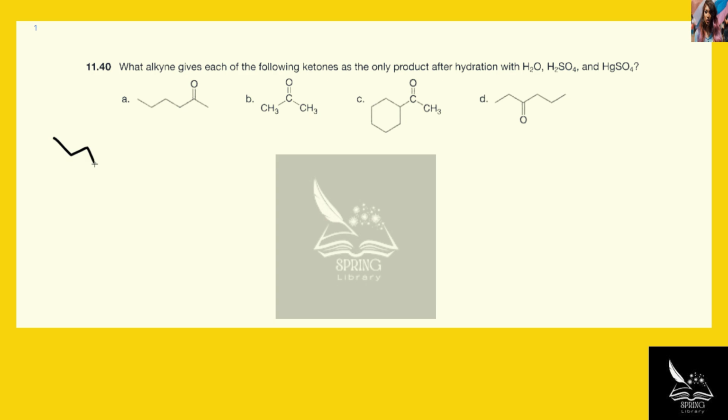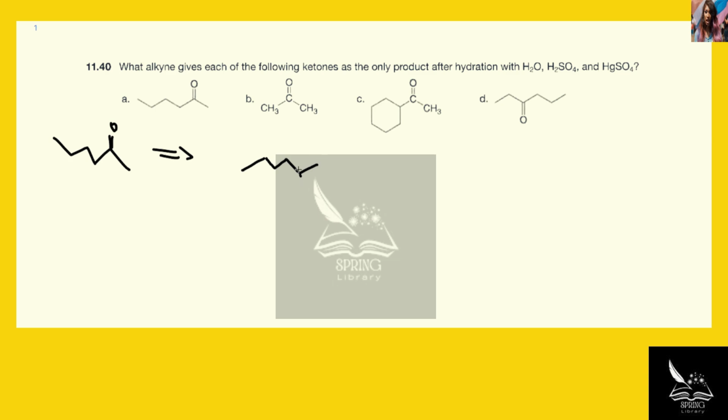We're trying to find this as the product. So we draw our retrosynthetic arrows to work backwards. We know that we need to start with an alkyne, so we should start with the same number carbon alkyne. So 1, 2, 3, 4, 5, 6. So we have 6 carbons. And now we know that we added an oxygen to it on carbon 2. So how can we add an oxygen on carbon 2?